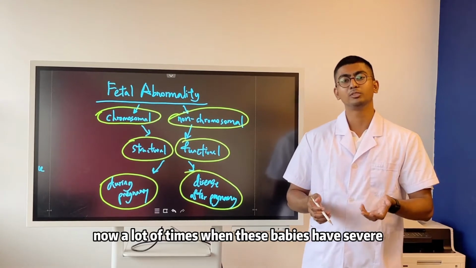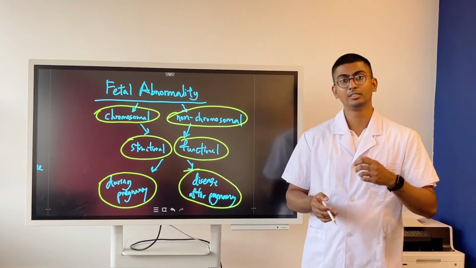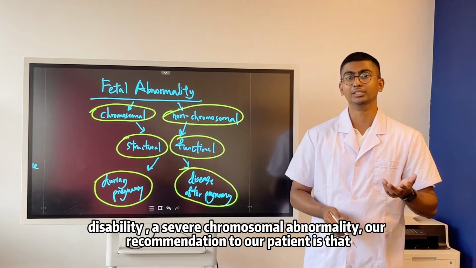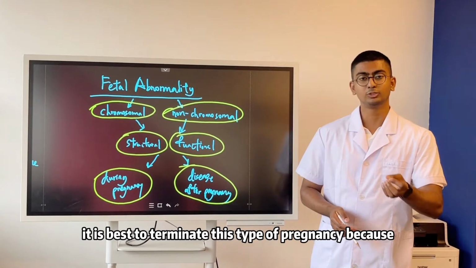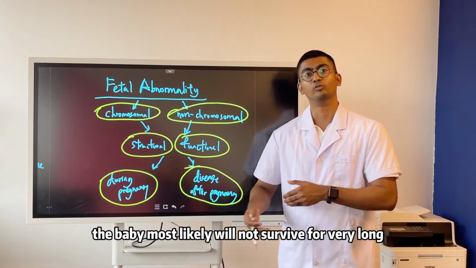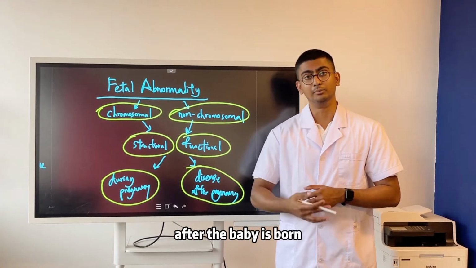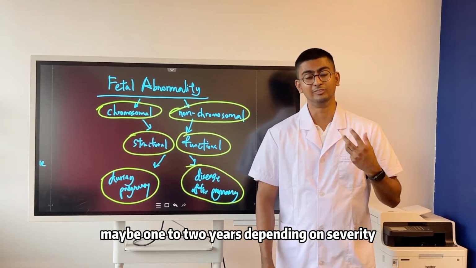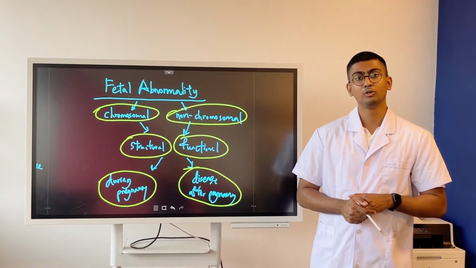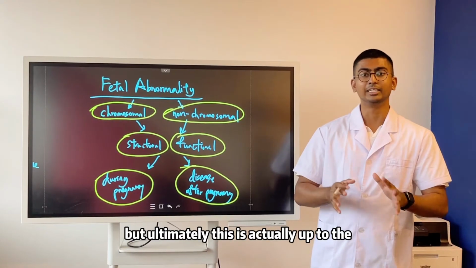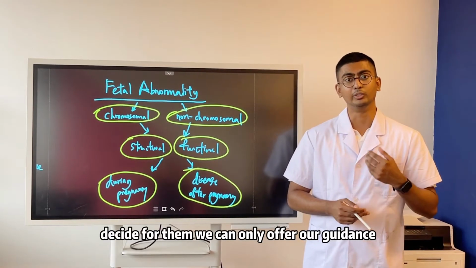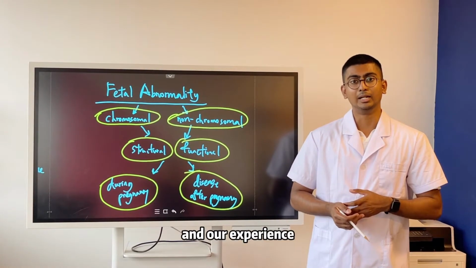Now, a lot of times when these babies have severe disabilities, severe chromosomal abnormalities, our recommendation to our patients is that it is best to terminate this type of pregnancy because the baby most likely will not survive for very long after birth, maybe 1 to 2 years depending on severity, and also they will bring a lot of stress and pressure for the parents. But ultimately this is up to the parents themselves. We don't really decide for them. We can only offer our guidance and our experience.